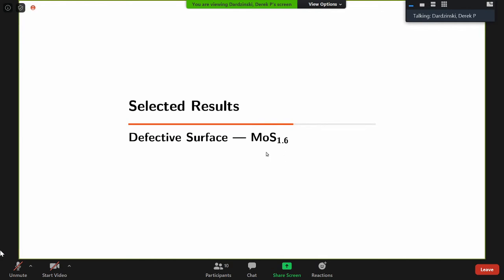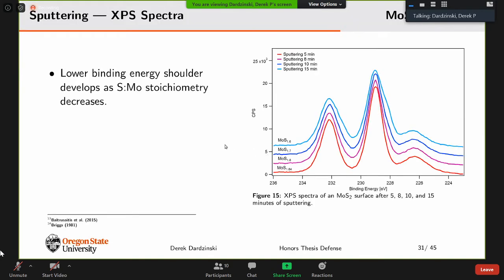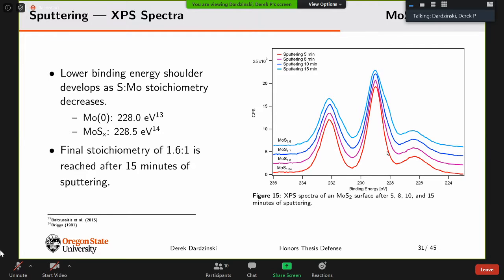So we'll now discuss the 1.6 to 1 stoichiometric ratio surface. We started off with sputtering, and you can see in this sputtering spectra a lower binding energy shoulder develop as the stoichiometric ratio decreases. It goes from 1.84 after the first sputtering all the way down to 1.6 for our final defect density. This lower binding energy shoulder is from elemental molybdenum forming, which is at 228 electron volts, and substoichiometric MoS2, which is at 228.5 electron volts, right around here. The final stoichiometry of the sample is 1.6 to 1 after 15 minutes of sputtering.